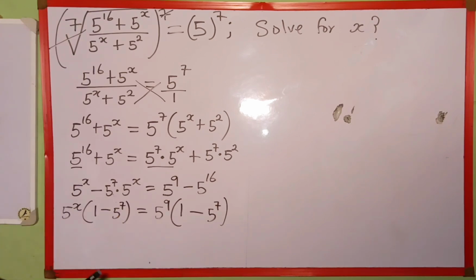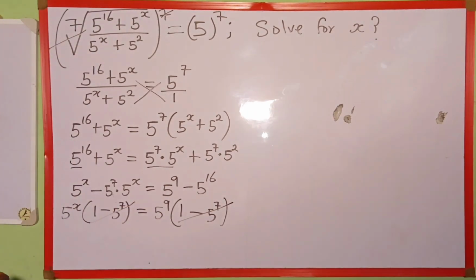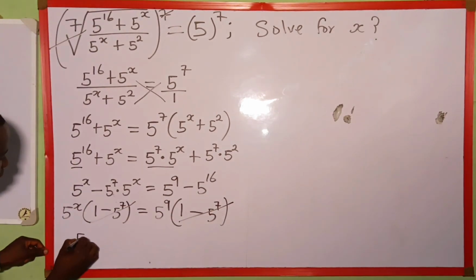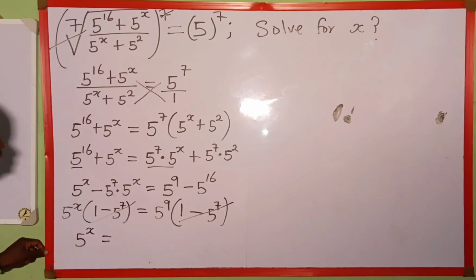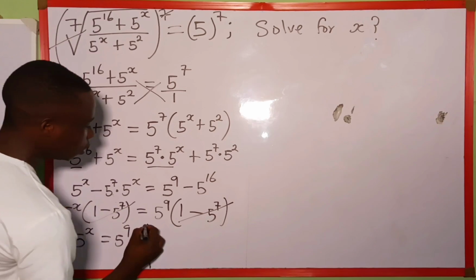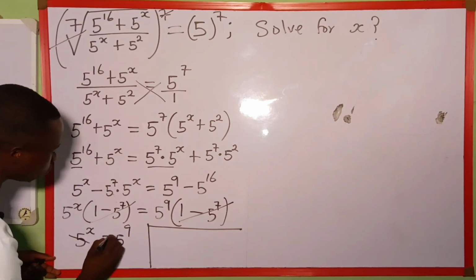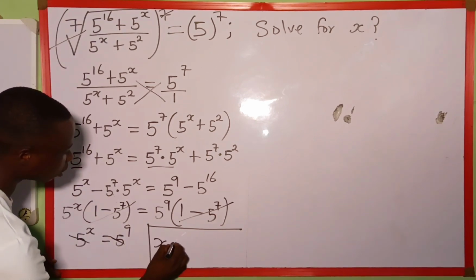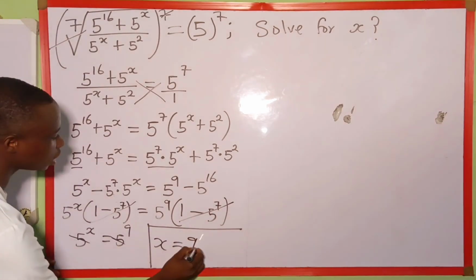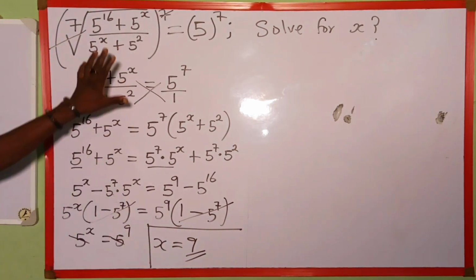So if you divide both sides by 1 minus 5 to the 7, this and this is going to cancel. So we are left with what? 5 to power x, which is equal to 5 to the power of 9. So as you can see now, the bases are the same. And when the bases are the same, the property of exponents says we equate the power. So first, we cancel out the base. The first power is x, which is equal to the second power, which is 9. So therefore, 9 is the value of x that satisfies this equation.